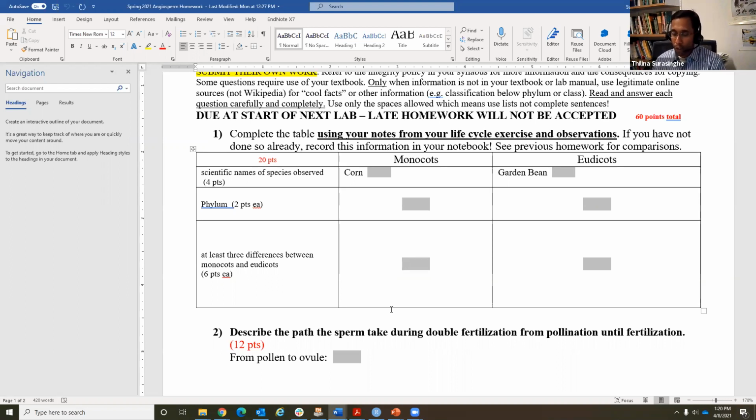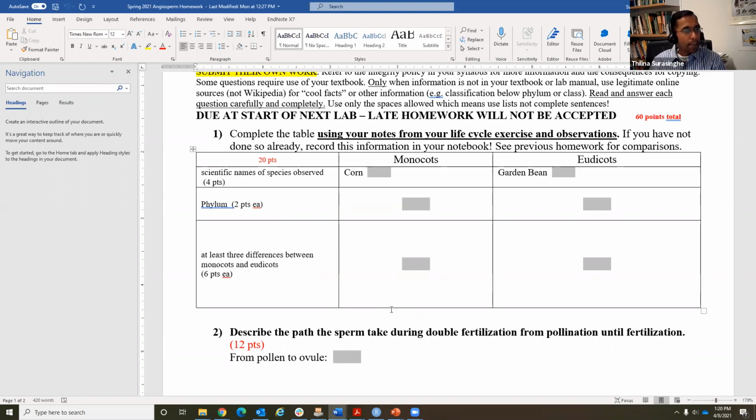What is the only angiosperm phylum? Start with letter A. Anthophyta, okay? That's the only phylum you have to know.